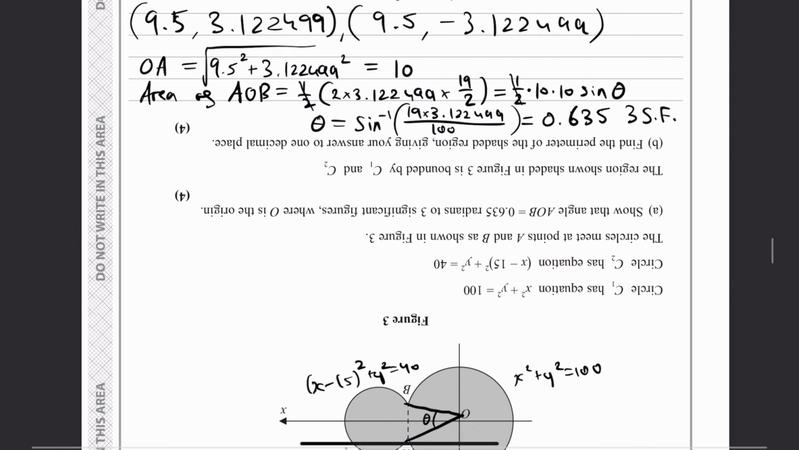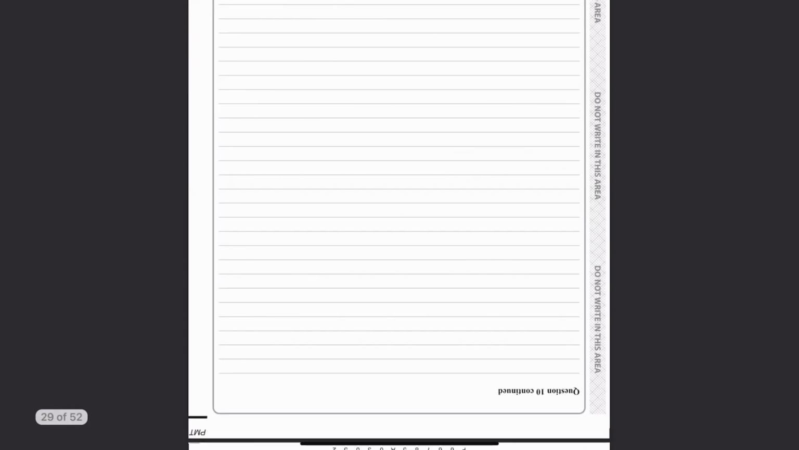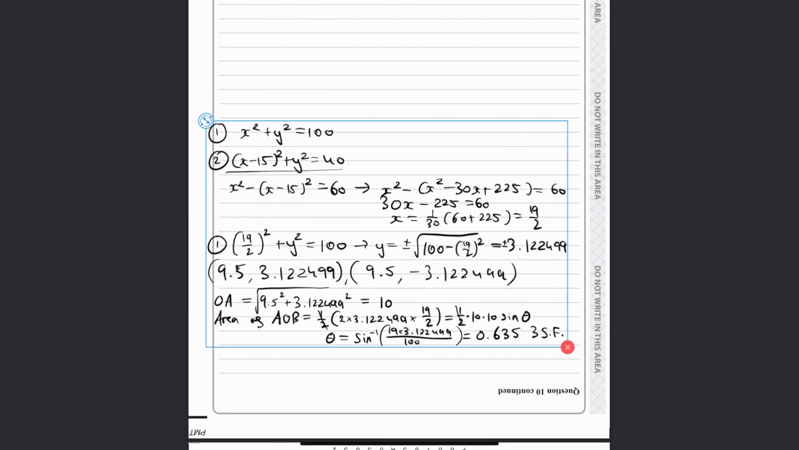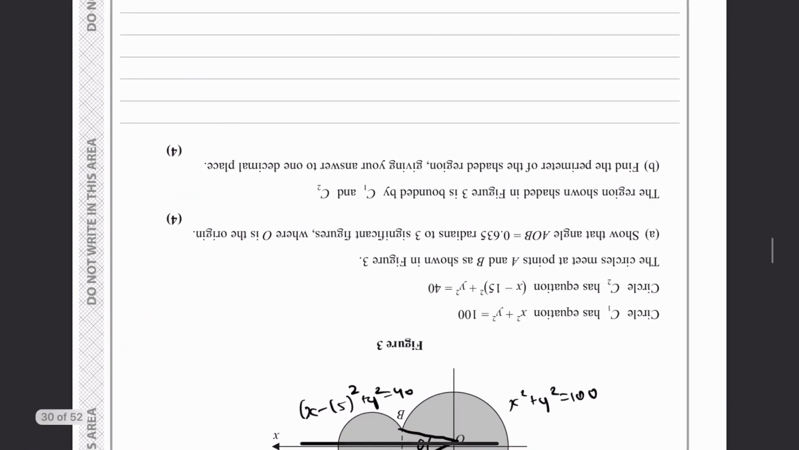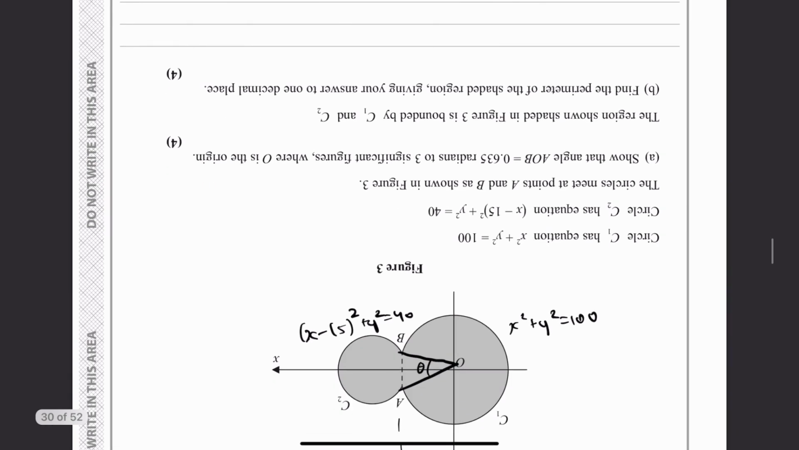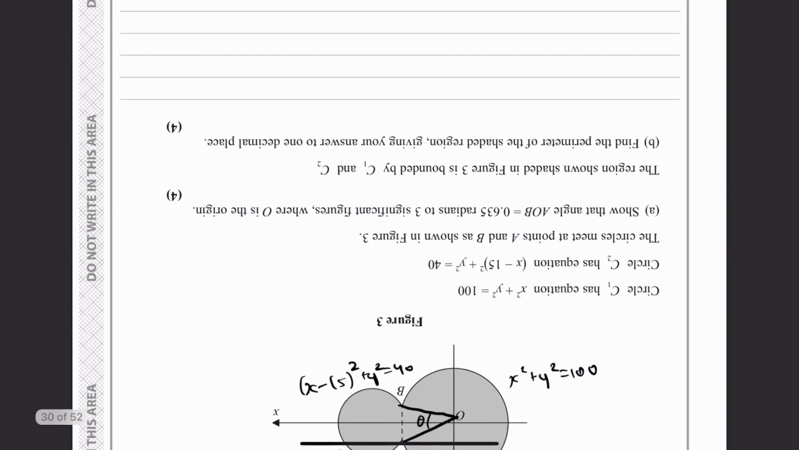Okay, that was only 4 marks as well. Okay, let's move all of this up here and cut that. Okay, put this over here. So we've got that angle. Now, what does it want me to do? The region shaded in figure 3 is bounded by C1 and C2. Yep. Find the perimeter of the shaded region. It wants me to find the perimeter.